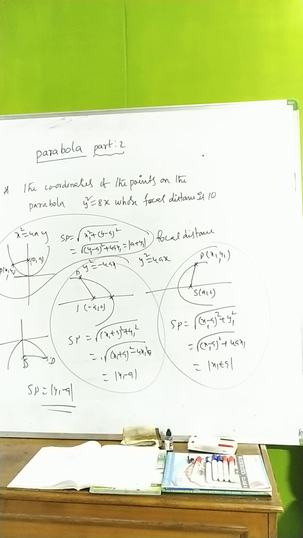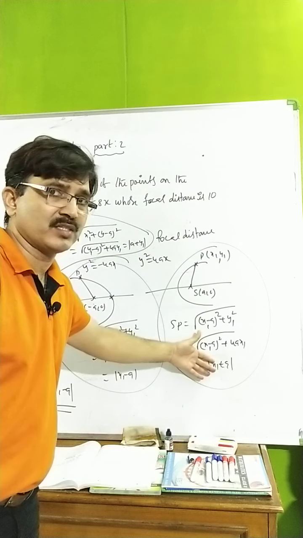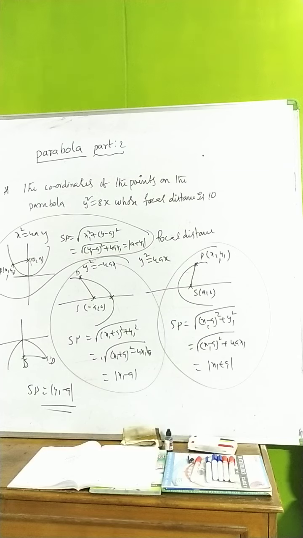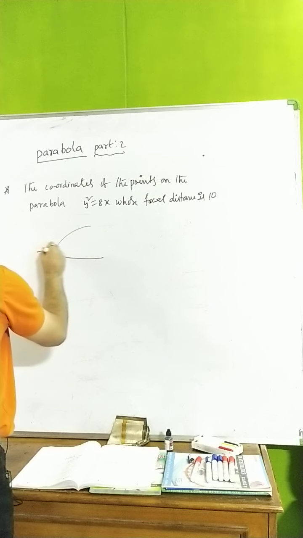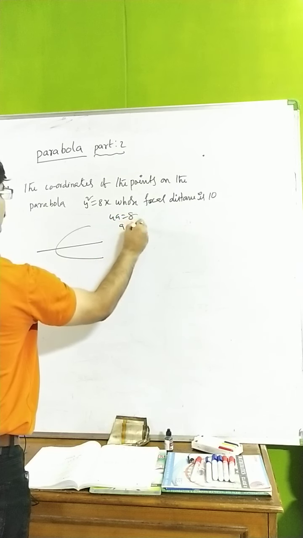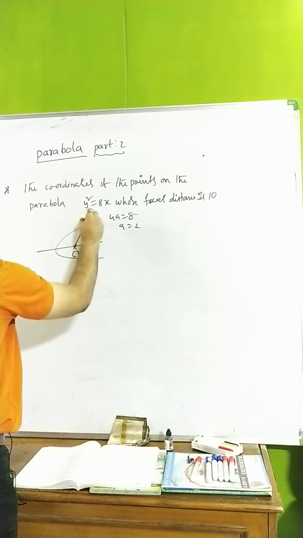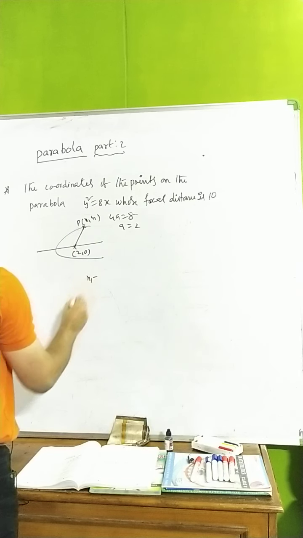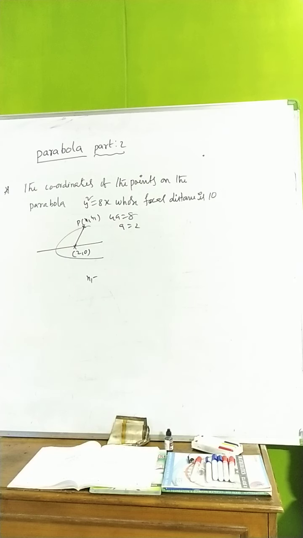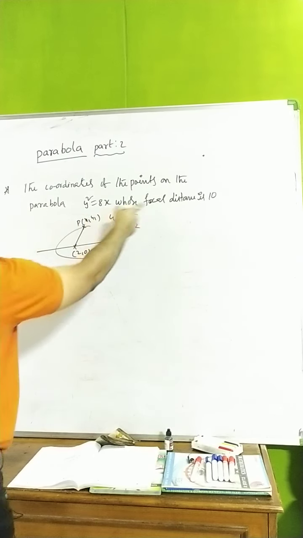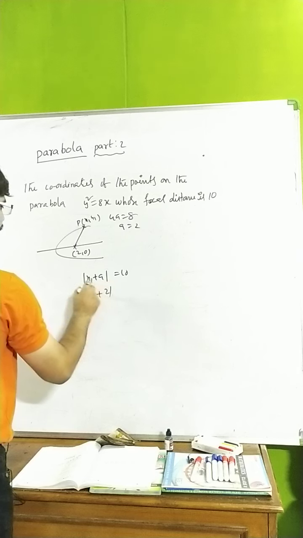Getting clarity is very, very important, rather than doing it just for the sake of a problem. Only knowing one case is not correct. You should have an idea about all four diagrams. Now in this problem, the shape is like this. 4a is equal to 8, so a is equal to 2. The focus is (2, 0), and P is (x1, y1). He has given the focal distance as 10, so x1 plus a is 10, that is, x1 plus 2 is 10.